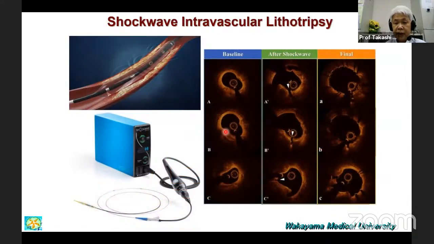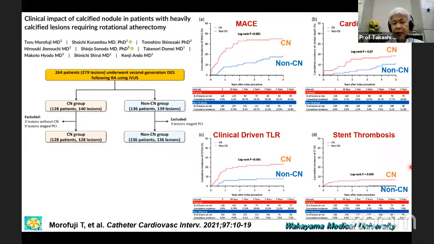I personally do not have much shock wave experience, because at the moment in Japan, it is not available. We are now trying to do the study for permission, right? So the final problem is a calcified nodule. At the moment, I do not have enough recommendation, but compared with non-calcified nodule, calcified nodule might be the worst prognosis, even in a calcified plaque, and laser ablation might be the best way, I speculate at the moment.